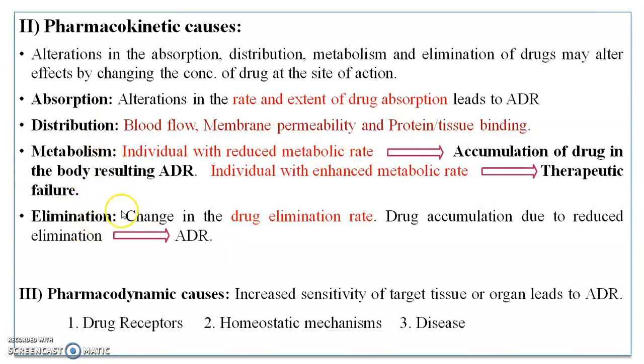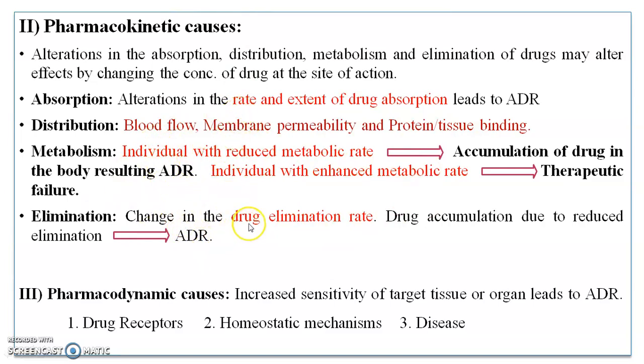In case of elimination, any change in the elimination process or drug elimination rate leads to adverse drug reaction. Particularly if the patient has comorbid conditions and polypharmacy, where different drugs have to be eliminated through the renal system, there is a chance of toxicity of a drug in the body. When the patient has reduced elimination from the body, it leads to adverse drug reaction because of increased accumulation of the drug in the body.